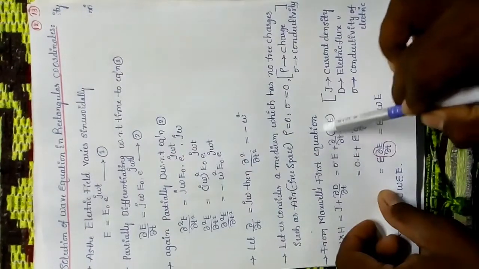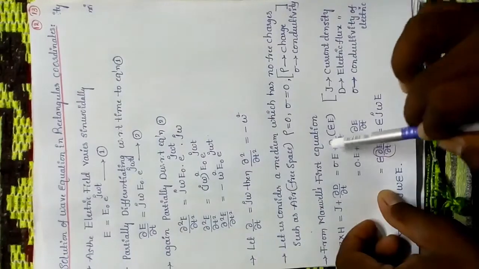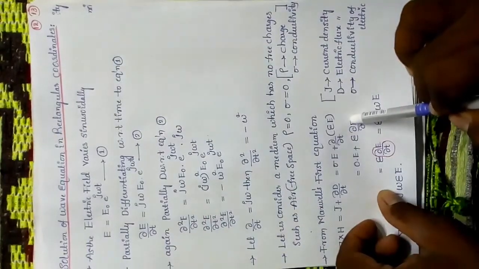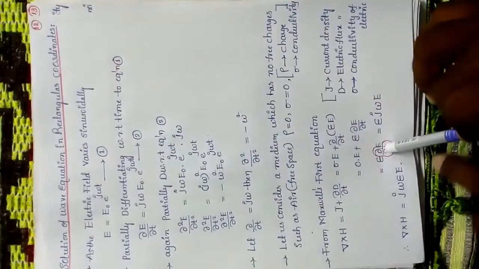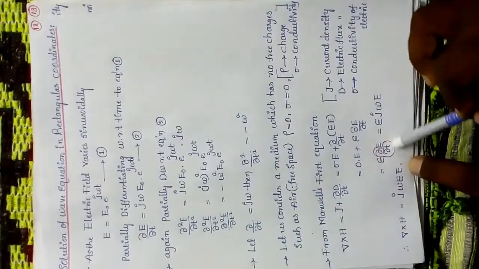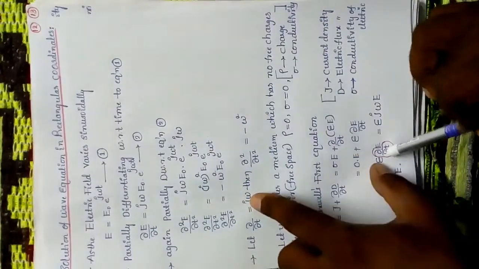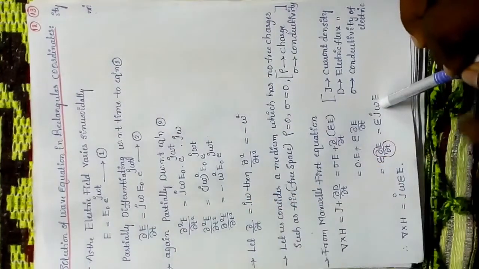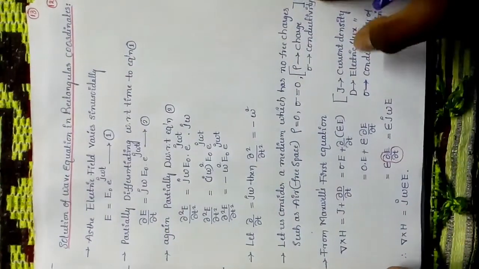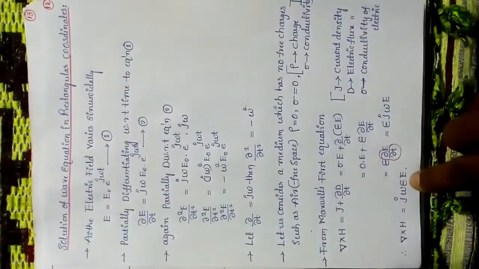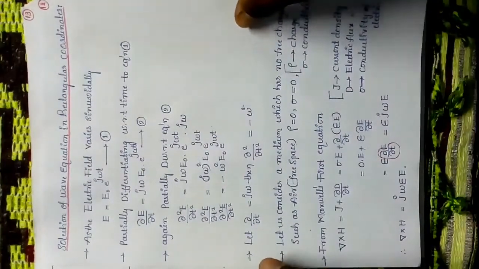Since epsilon is a constant, I am taking it to the front side: epsilon dou by dou T into E. I write this expression here. In this, dou by dou T I am taking as j omega, so simply substitute here. What we finally get is del cross H is equal to j omega epsilon E. This is the final expression for del cross H, from Maxwell's first equation.